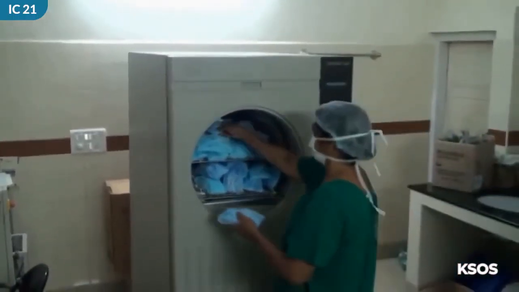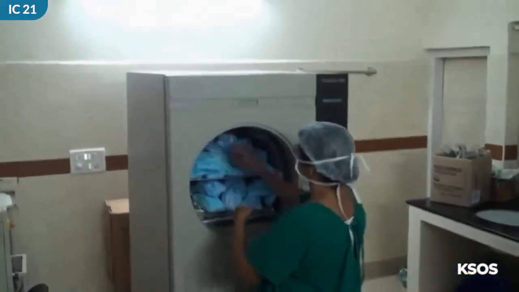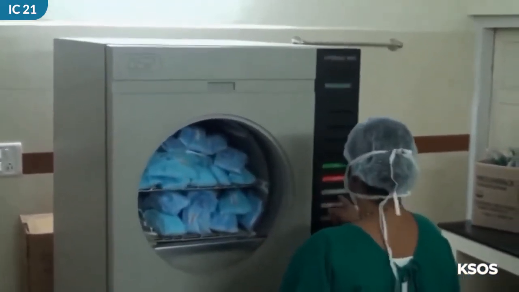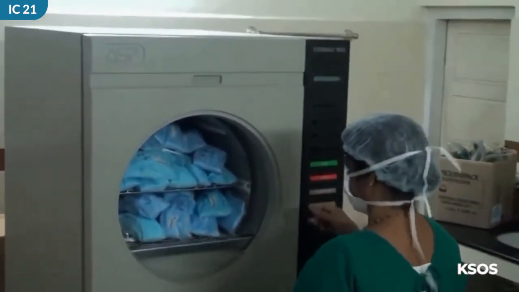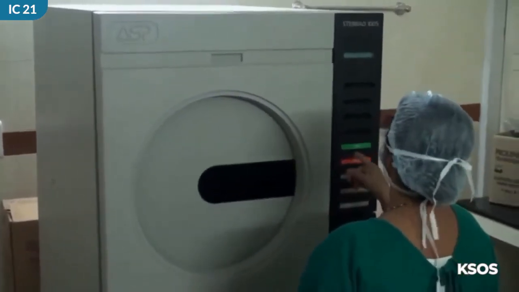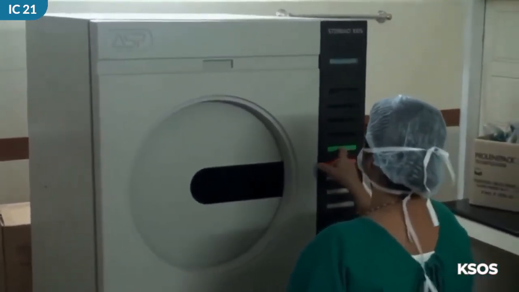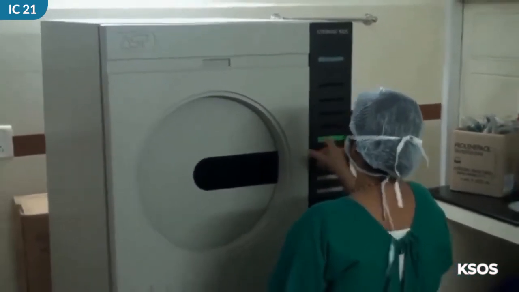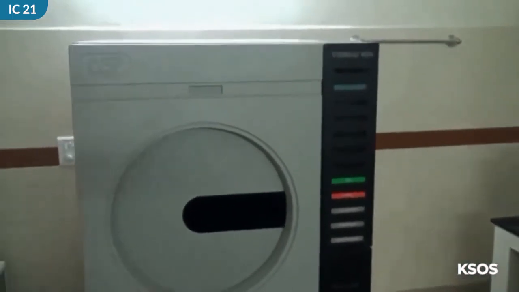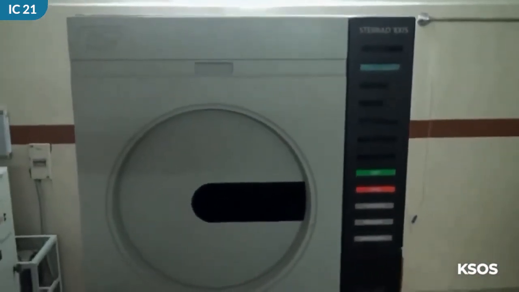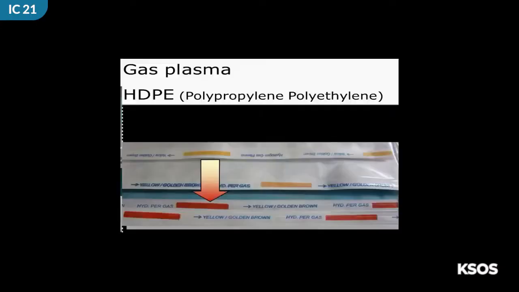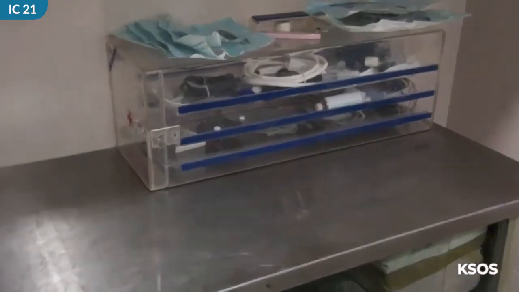This is the plasma sterilizer, which is going to become the gold standard of sterilization, but it's very expensive. The temperature is not raised at all, so all the sharp instruments can be used in this. The only thing is wooden and cloth material cannot be used in this type of plasma sterilizer. These are the indicators for the plasma sterilizer, where the yellow becomes red.